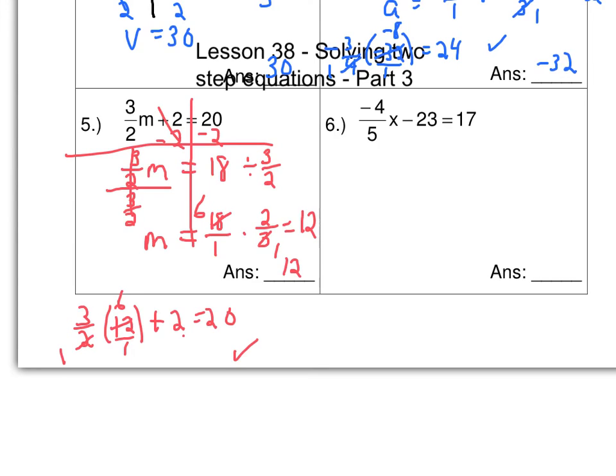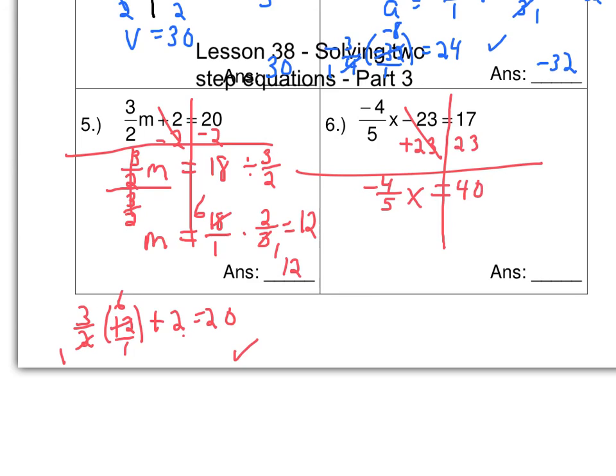All right, last one. You can try doing it on your own and then double checking, or you can walk through with me, either way. So write it down, draw your line. So first we're going to add 23 to both sides. Cross that out, and then I get negative 4/5 x equals, this is 40. So then I have to divide, this is multiplying, divide by a negative 4/5. Divide this by a negative 4/5.